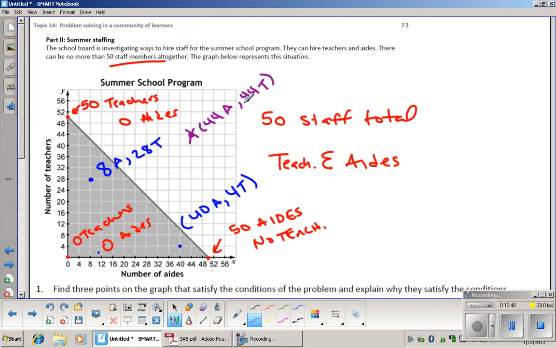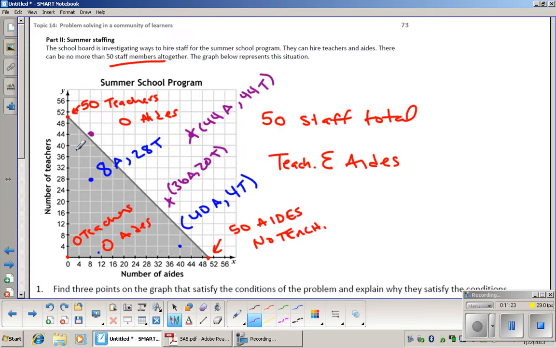How about this point right there? 36 aides, 20 teachers. That's 56 total. That's no good either. So hopefully you guys are forming the schema in your head that if I want a solution, it's got to be in the shaded part. If I want a non-solution, it's got to be in the non-shaded part. I mean, just pick even a random one. What one that's like really close? How about the guy right there? We're looking at 8 and 44. 8 aides, 44 teachers. That makes 52. That's too many. So again, hopefully forming this really great idea in your head that solutions are where the graph is shaded.